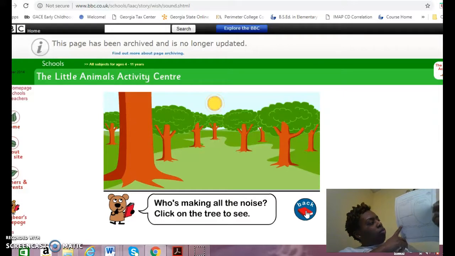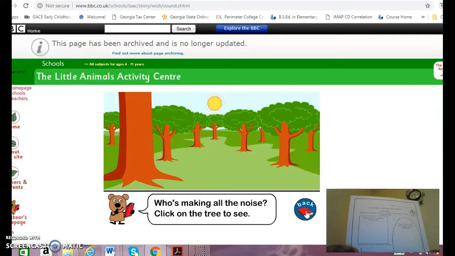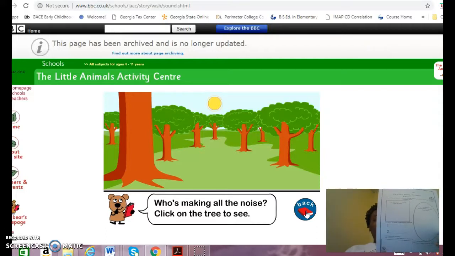And then right here, you guys are going to come up with 2 words to describe the character. So if my turtle was a friendly person and he's very slow, I will put the words friendly and slow. Those are 2 words to describe my character.